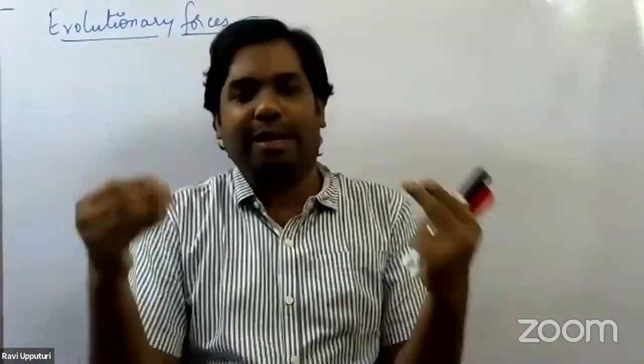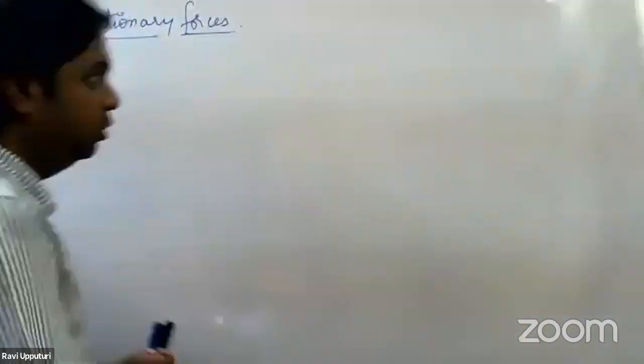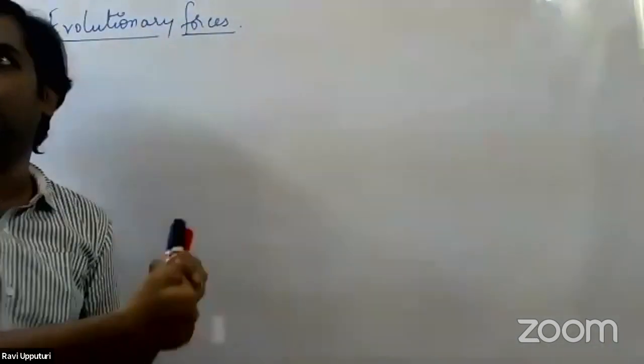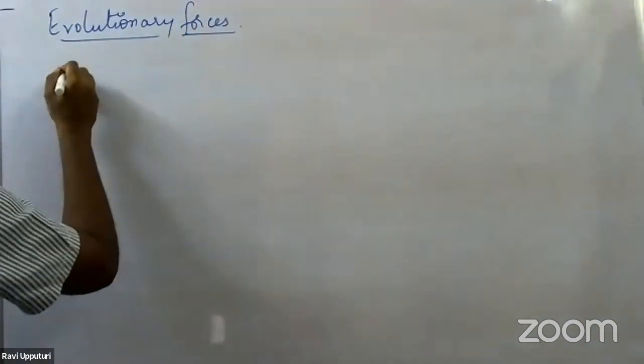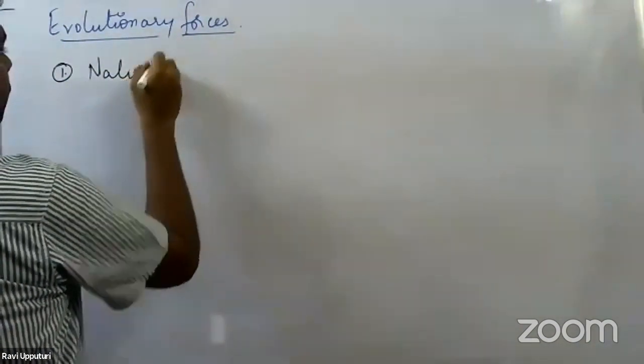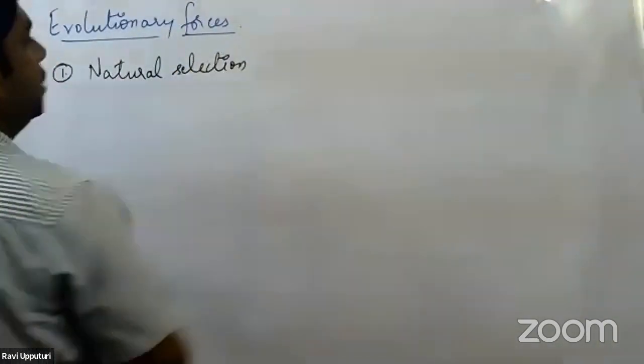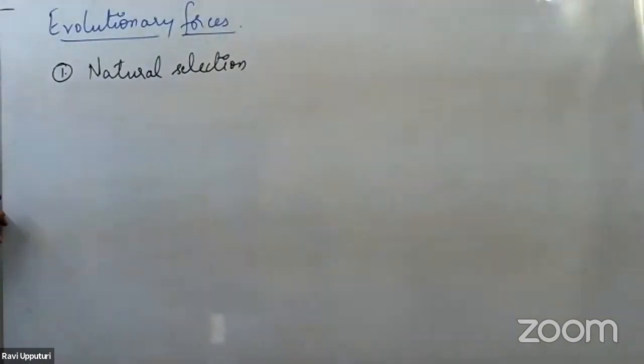So there are various evolutionary forces present. We'll see what those evolutionary forces are. First I'll just give you the list of these evolutionary forces, then we'll be discussing each of them in detail. The first evolutionary force which brings about change in the gene pool is natural selection. This is the first evolutionary force which brings about changes in the gene pool. It's called natural selection.